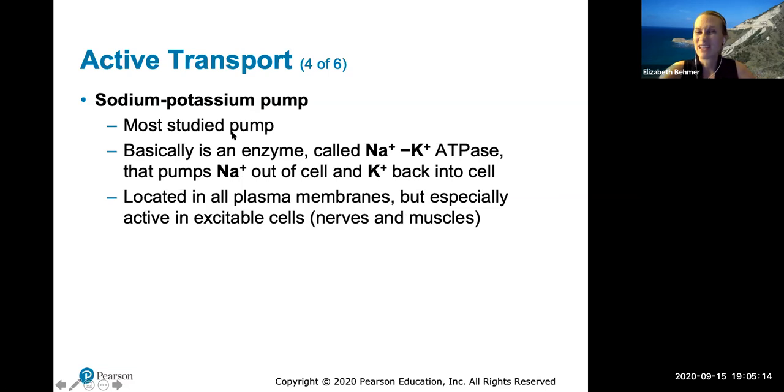It's also our most studied pump because it's in your nervous system. It's all throughout the body. It's basically an enzyme called sodium-potassium ATPase. It pumps sodium out of the cell and pumps potassium into the cell. So again, it's an antiport because it'll pump one thing out and another thing in. It's located in all plasma membranes, so that's why it's the most highly studied and the most known, but it's especially active in all sorts of excitable cells, like your nerve cells and your muscle cells.